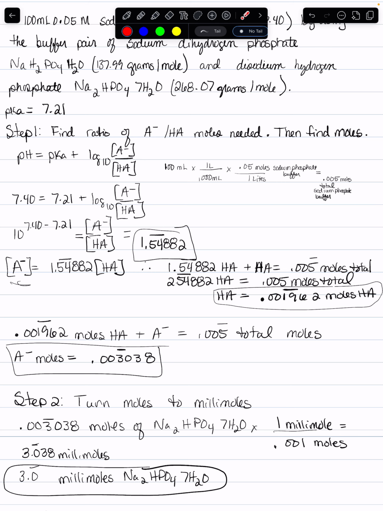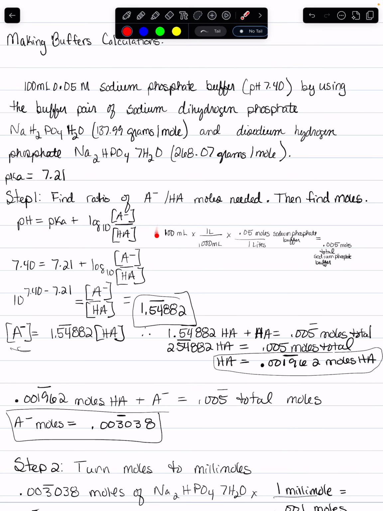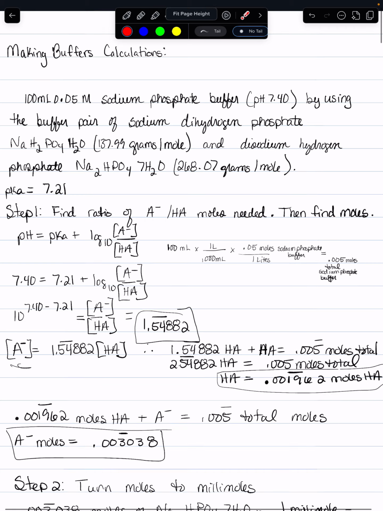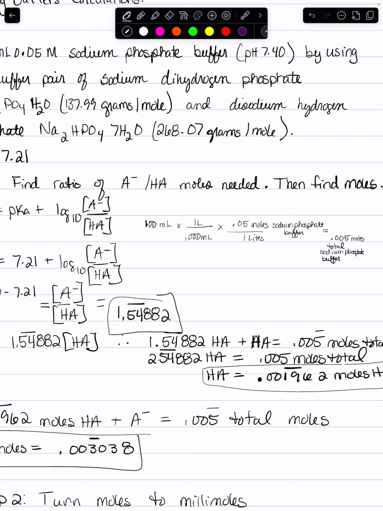Now, how do we know that? Remember, our total volume that we want to make is only 100 milliliters of this buffer. We don't want to make a whole liter because that's just a lot of buffer. So you're going to turn 100 milliliters into liters.